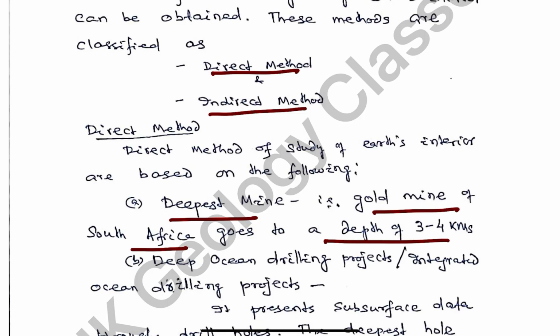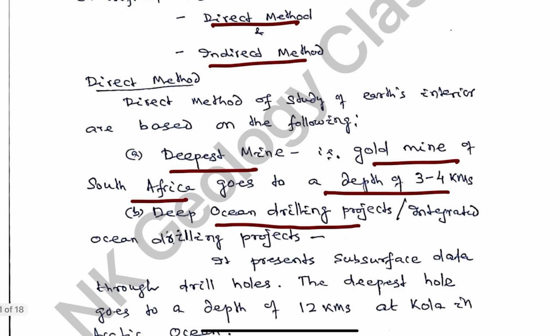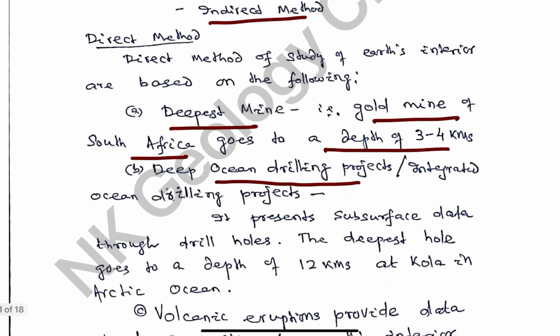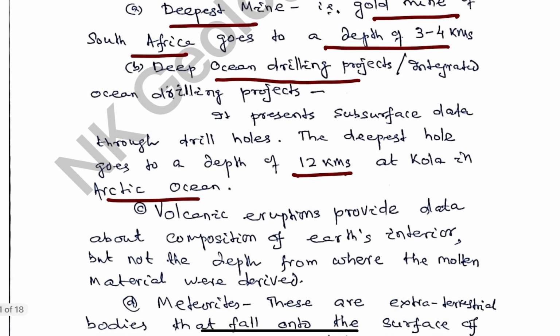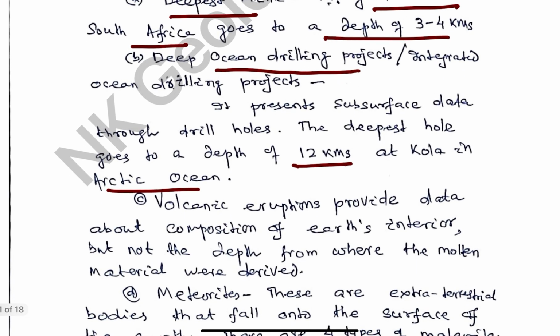Similarly, if we take into account the deep ocean drilling at the Arctic Ocean, that goes to a depth of 12 kilometers. So up to 12 kilometers we can know what is the material of the earth and how they are being placed.